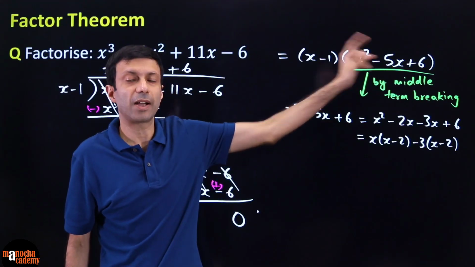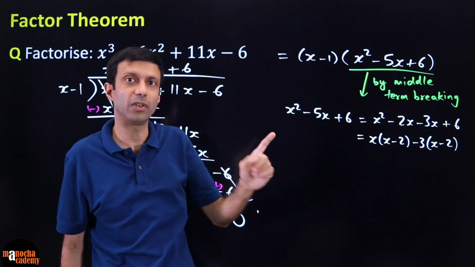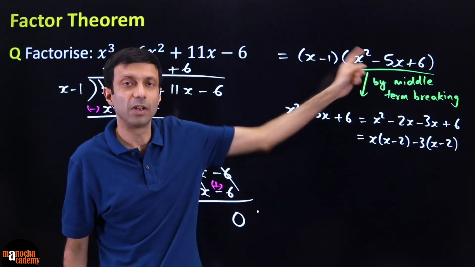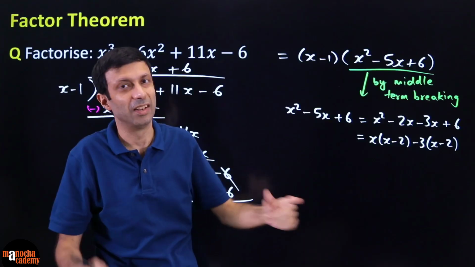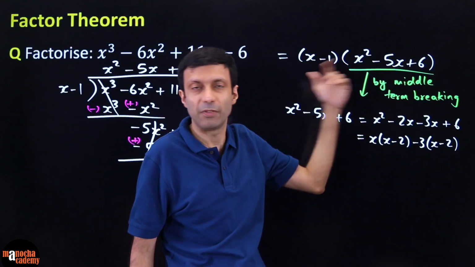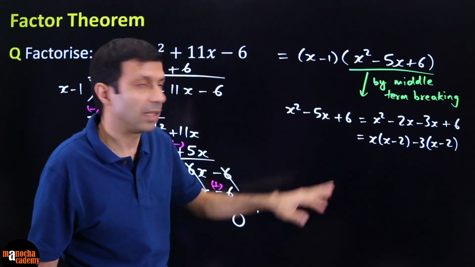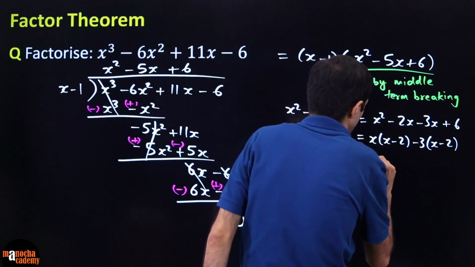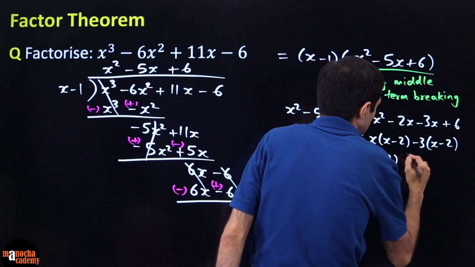Because 6 has the factors 2 and 3. So either you can take 2 and 3, but 2 plus 3 will not give me minus 5. So I have to take minus 2 and minus 3, because I want the product to be plus 6 and the sum to be minus 5, like we discussed in middle term breaking. So these are the two factors. And now you just do the grouping: x minus 2 times x minus 3.